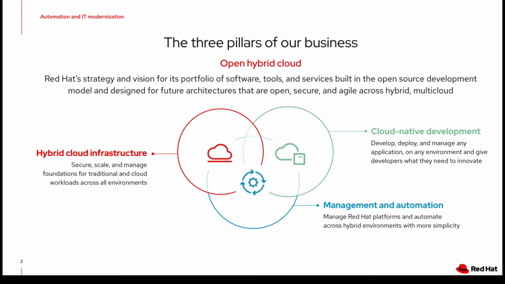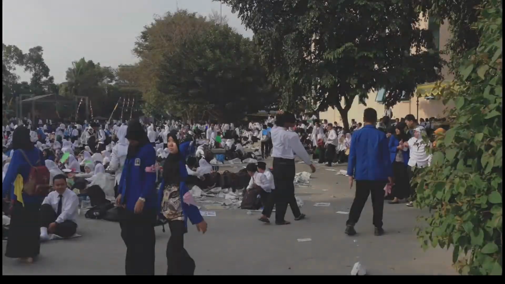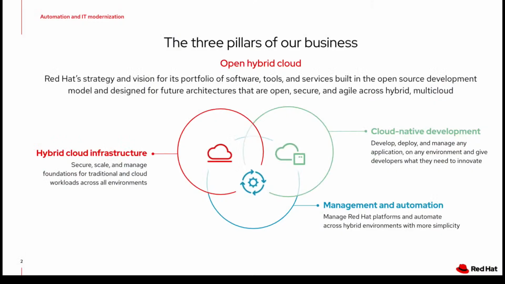So this is everything on the public and private clouds, bare metal servers, virtualized infrastructure. So think RHEL, OpenStack, Red Hat Virtualization. The second pillar being cloud native development. So this is much more on the application platforms, things like OpenShift, Kubernetes, our middleware and services portfolio.